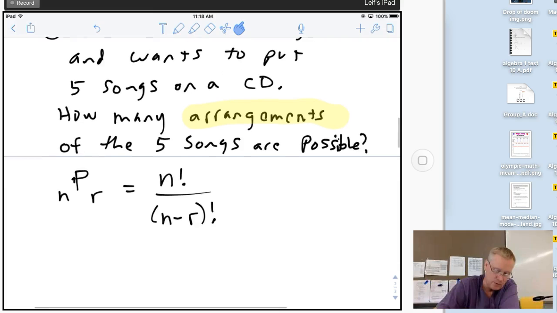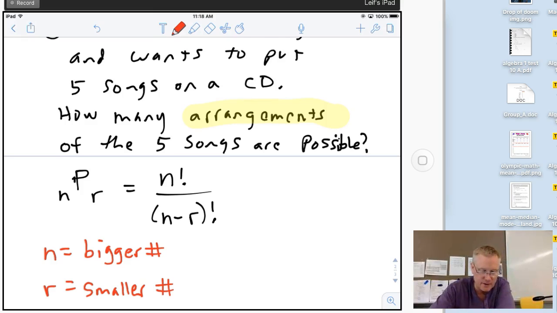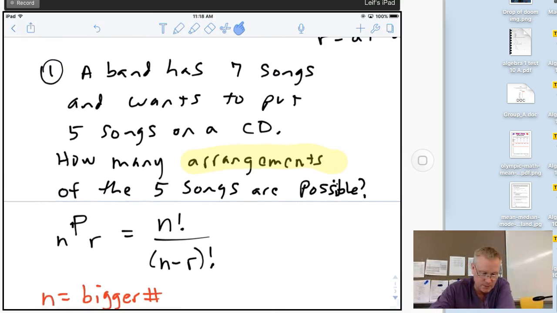Which number is going to be n and which one's going to be r? I've been doing this a long time, and what always ends up happening is n turns out to be the bigger number every time, and r turns out to be the smaller number. I know that's not the way I defined it up above, but it really works pretty much every time. I haven't seen it not work.